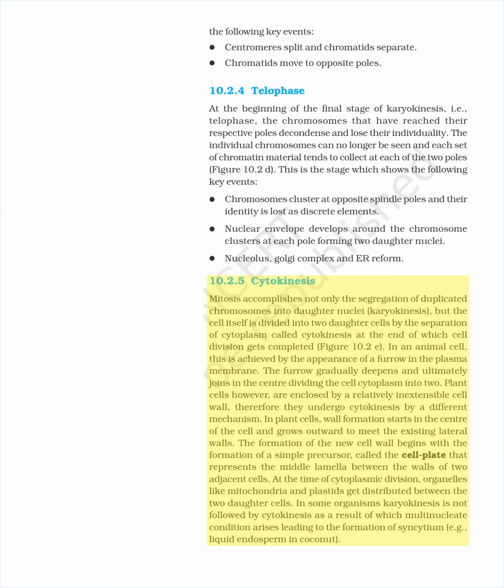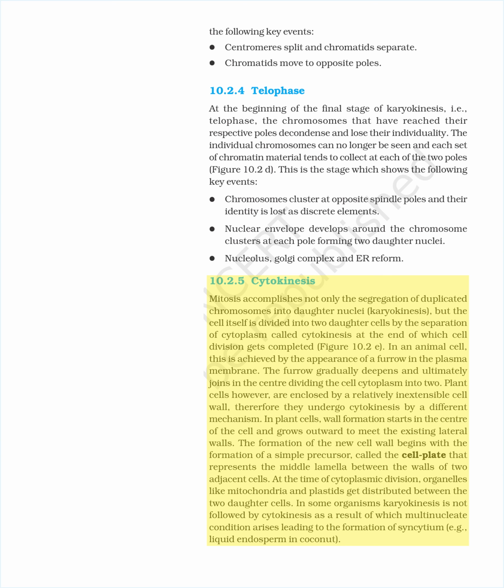Plant cells, however, are enclosed by a relatively inextensible cell wall, therefore they undergo cytokinesis by a different mechanism. In plant cells, wall formation starts in the center of the cell and grows outward to meet the existing lateral walls. The formation of the new cell wall begins with the formation of a simple precursor, called the cell plate, that represents the middle lamella between the walls of two adjacent cells.